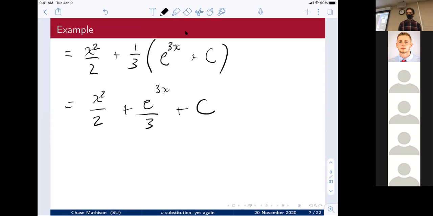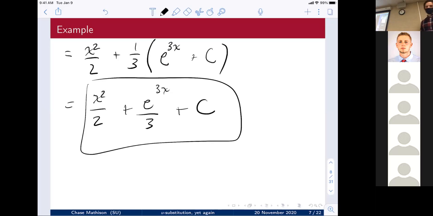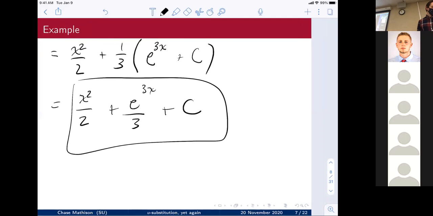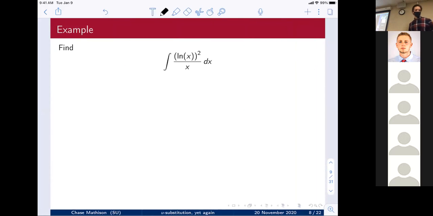Again, remember that 1/3 times c is just another arbitrary constant. And so most people, when they distribute that 1/3, just say my 1/3 times c, I'm just calling that c again. Okay. So this is our answer here. Any questions on this? U substitution. All right, let's look at this one.